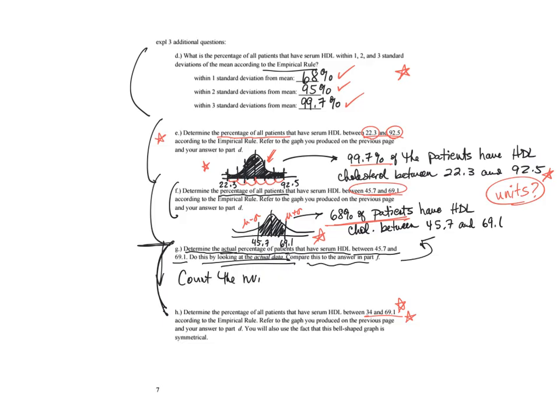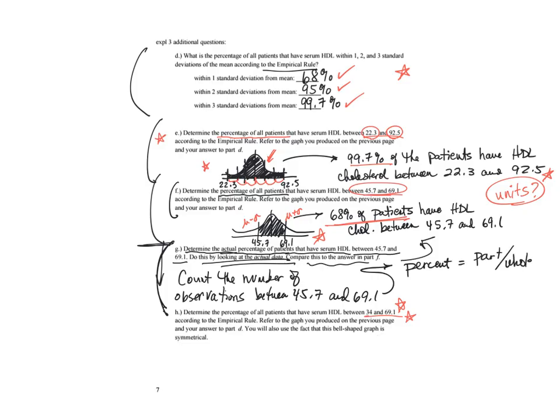Okay, so what I really want to do is go back to the data on page 5 and count the number of observations between 45.7 and 69.1. Again, going back to the actual data, pause me down and do this. Go back to page 5 and count. And remember, percent is a part out of a whole. So decide what you're going to divide and come up with an answer for letter G. Pause me down and see what you come up with.